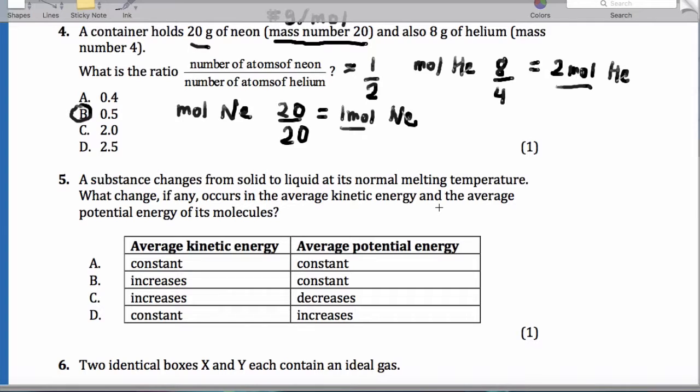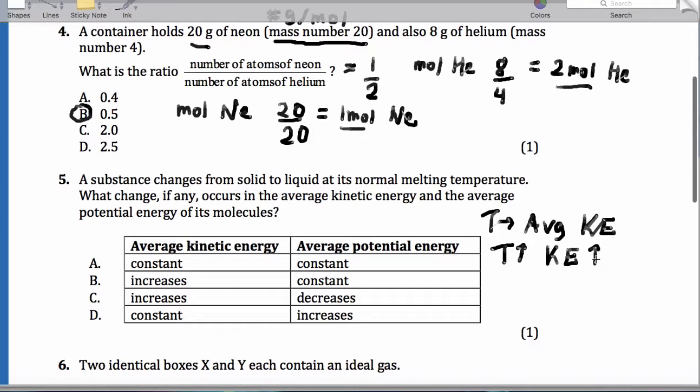All right, question number 5. A substance changes from solid to liquid at its normal melting temperature. And we want to know what change occurs in the average kinetic energy and the average potential energy of its molecules. So let's be really clear. First, let's go back to the IB definition of temperature. Temperature is a measure of the average kinetic energy of the particles in a substance. And so when temperature goes up, average kinetic energy goes up. Okay, and that's good for us to know.